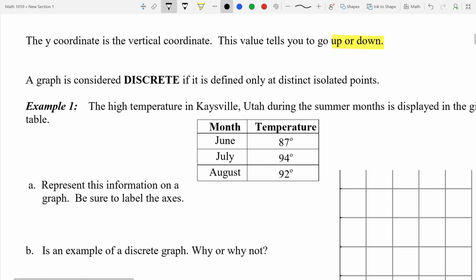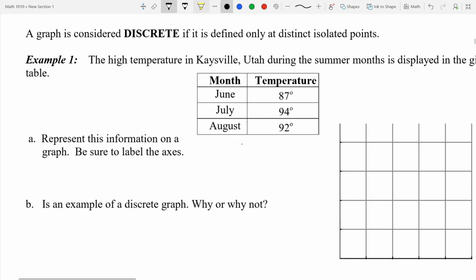Okay? So discrete. You guys, discrete means do not connect the dots. It's isolated points. The example that we just did in our activity was not discrete because we connected the dots. Discrete means it doesn't make sense to connect the dots.